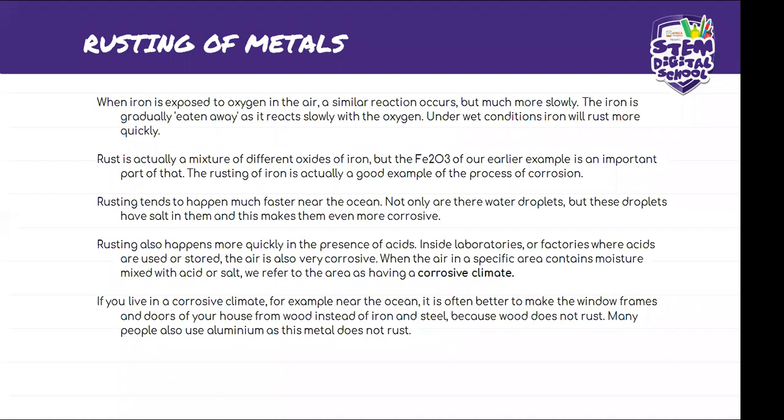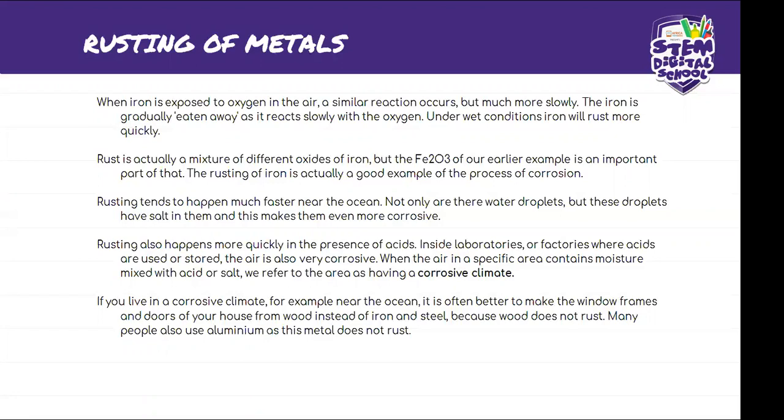Rusting also happens more quickly in the presence of what? Acids. Yes. Inside laboratories or factories where acids are used or stored, the air is also very corrosive. So let's take note. When the air in a specific area contains moisture mixed with acid or salt, we refer to the area as what?